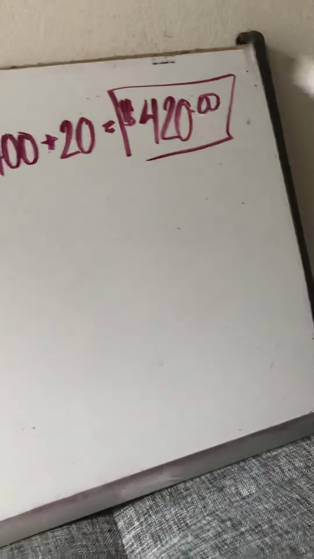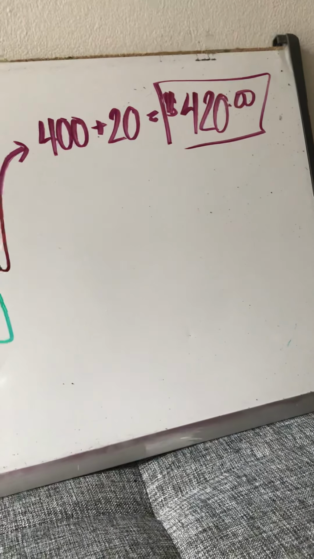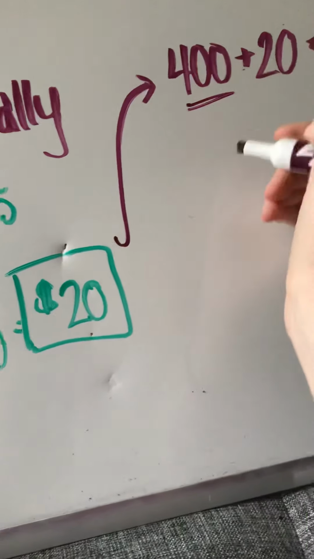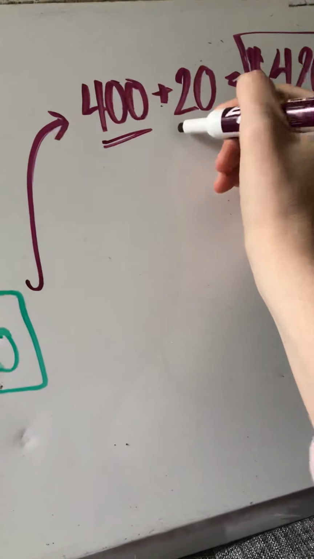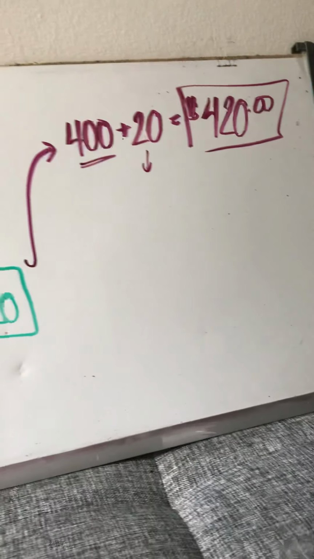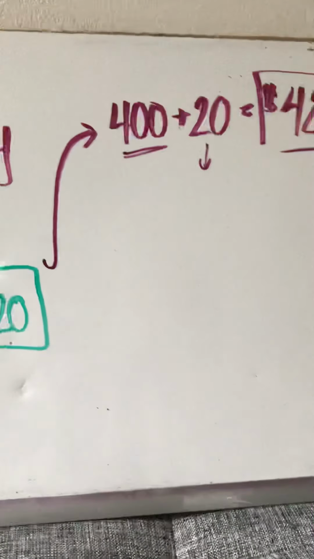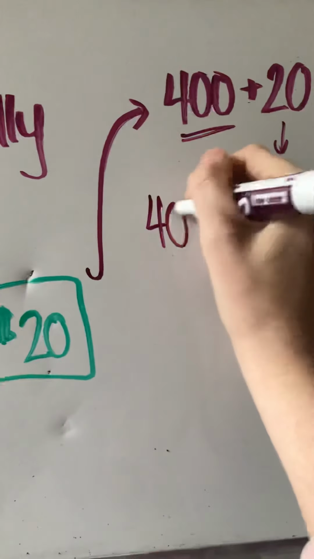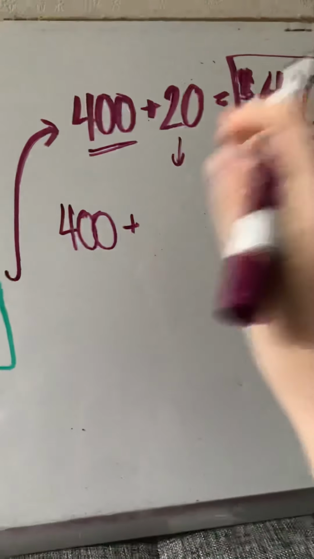So I know the answer from part B is 420. But I no longer want to go ahead and take my initial value and add whatever amount it's increasing by every single time. That's so much work. So let's break down what we did here. We took my initial value, which was $400, and we added it to 20.